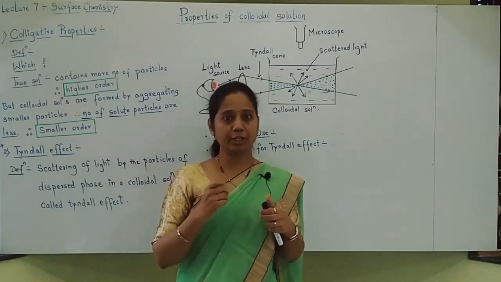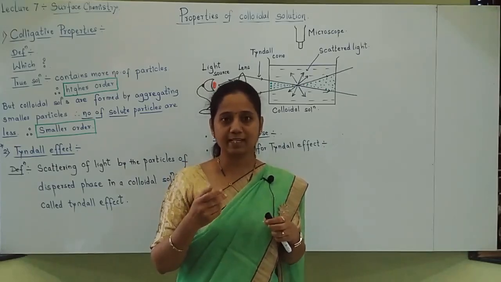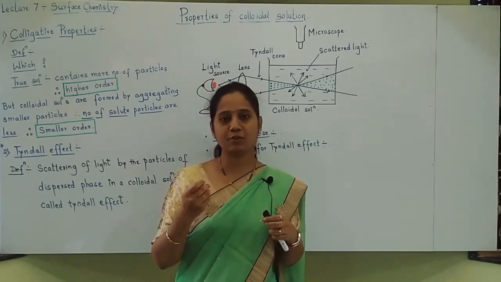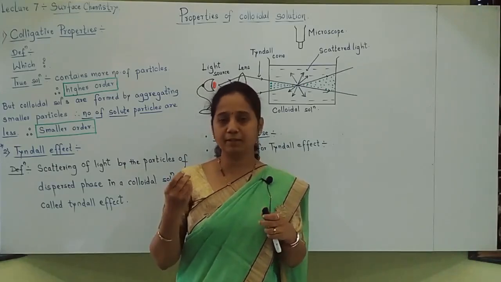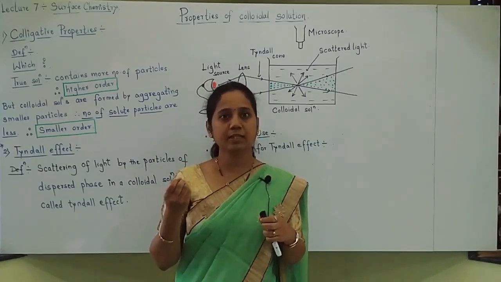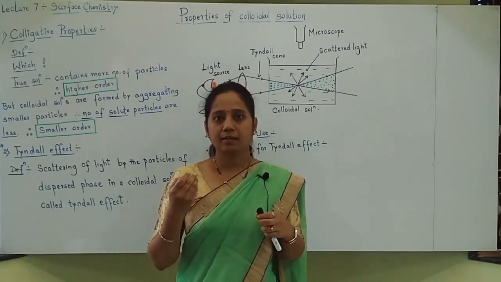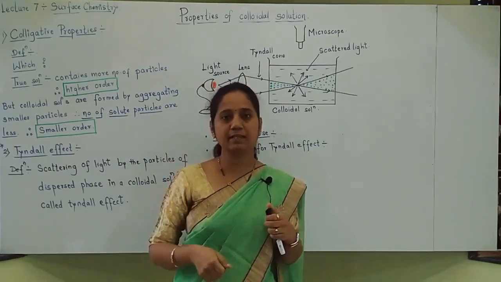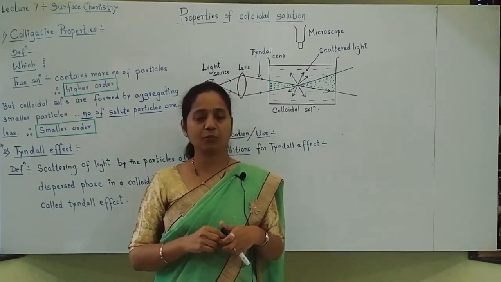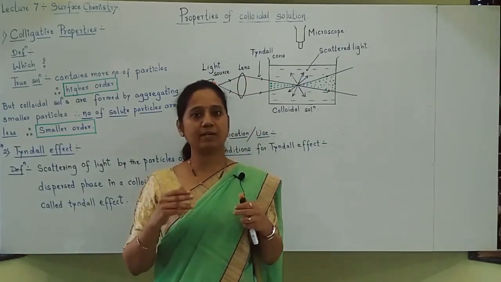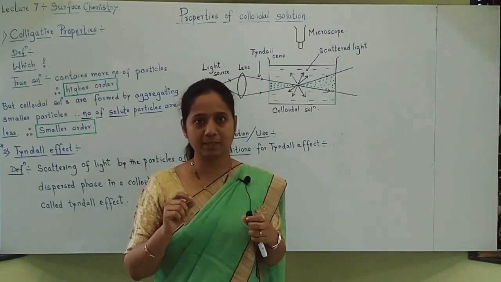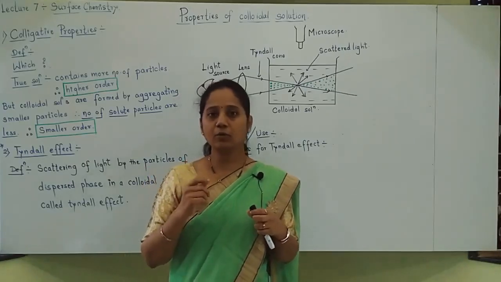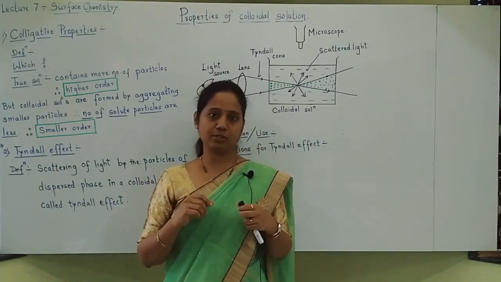So which colligative properties have we studied in the second lesson? 4 colligative properties. First one, RLVP, relative lowering of vapor pressure. Second, elevation in boiling point, then depression in freezing point, and then osmotic pressure. All these properties depend upon the number of solute particles present. How are colligative properties for colloidal solutions?